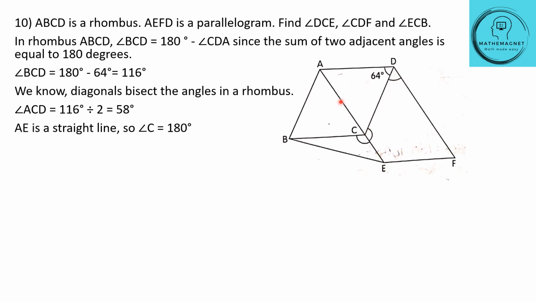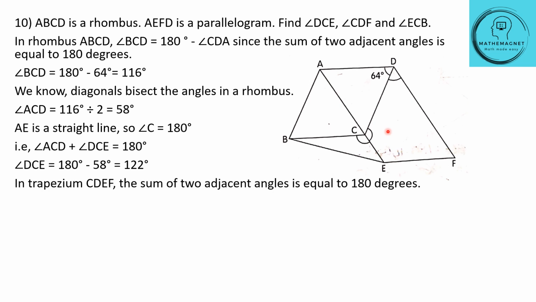Now we will consider the straight line AE. In the straight line AE, we know angle ACD plus angle DCE will be equal to 180 degrees. So angle DCE will be 180 minus 58, which we just found here. We found this entire angle is 116. Since the diagonal bisects the angle of the rhombus into halves, this angle is 58. So 180 minus 58 will give you this angle, which is equal to 122 degrees. So now we found one unknown angle, DCE, which is 122 degrees.